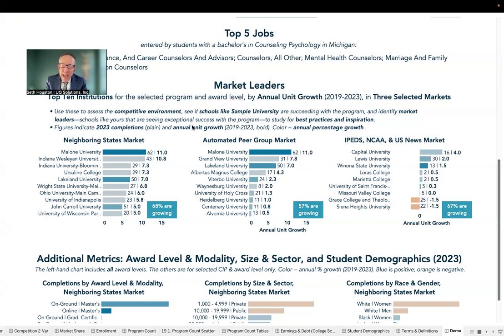We also want to understand, how well are schools like us performing for this program? And here we can see lots of schools offer it. We can see what the numbers are, the most recent year completions, and their growth. We also want to use this to identify market leaders.